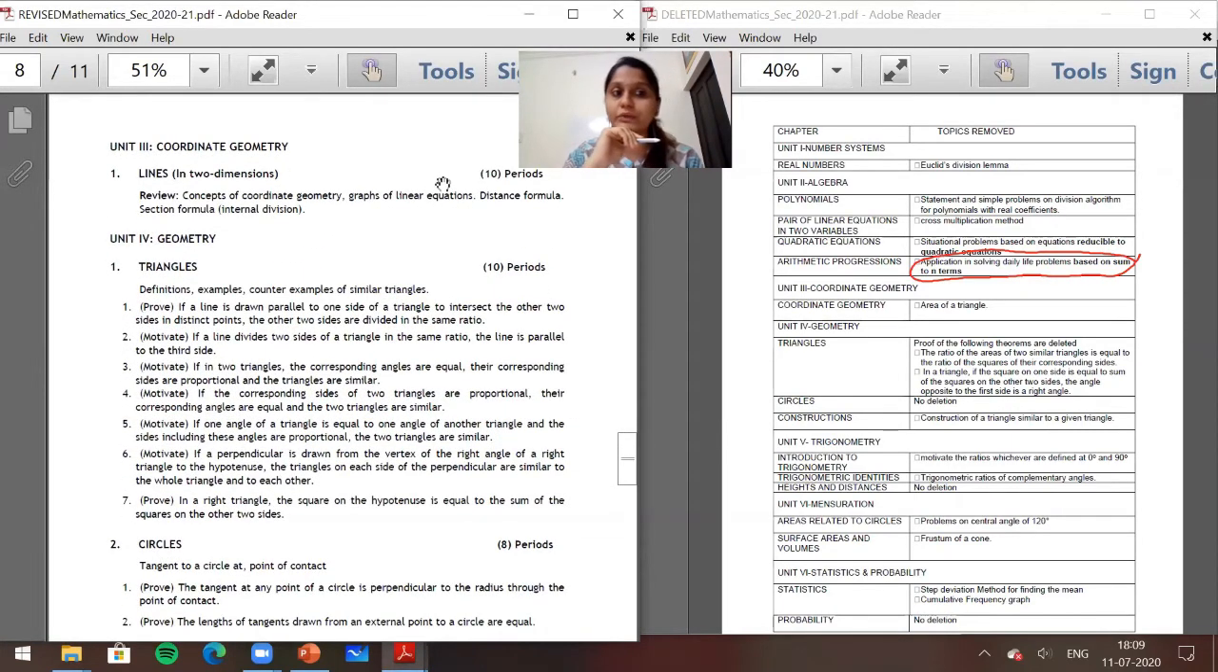Then comes our unit number 3, coordinate geometry. Only one chapter in that, chapter number 7, which should not be written as lines. It is coordinate geometry, the chapter's name itself. You had 3 topics based on this: distance formula, section formula (internal division), and area of a triangle using the formula method. Now this area of triangle method, which is again very important, is removed.